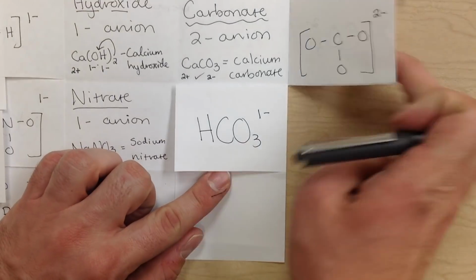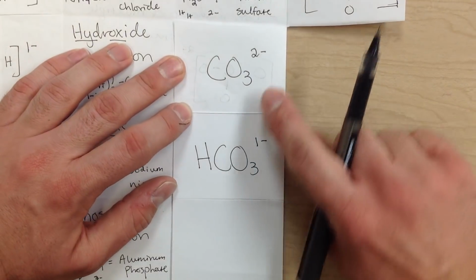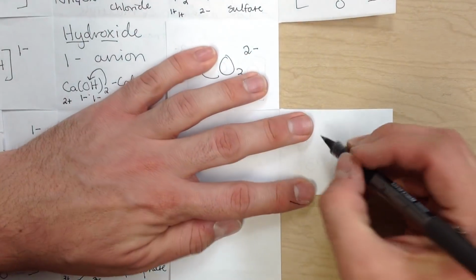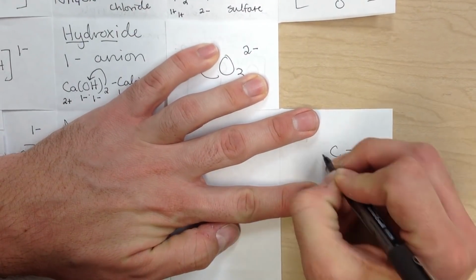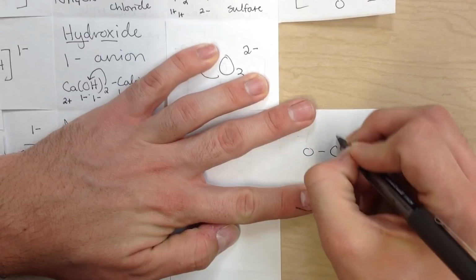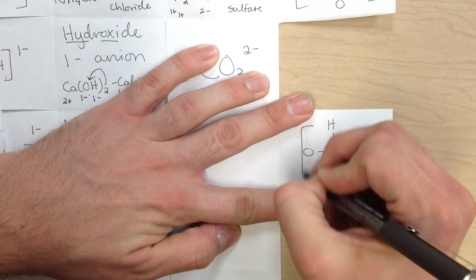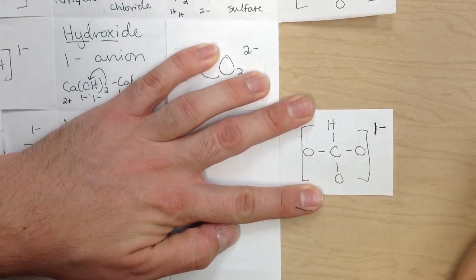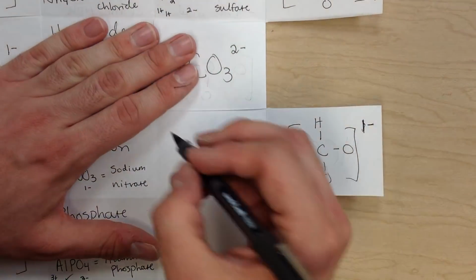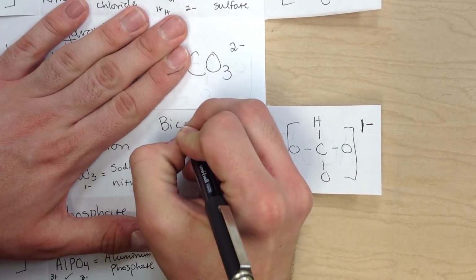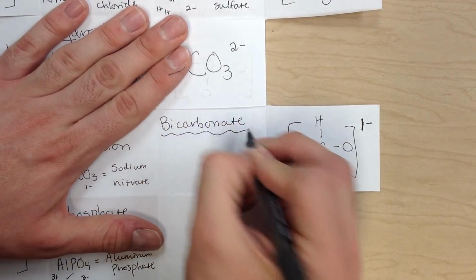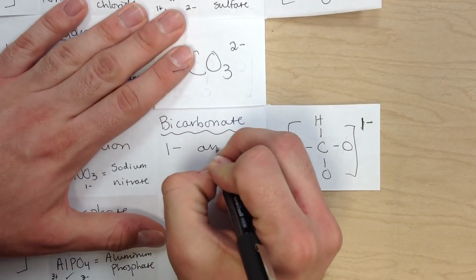All right, so it looks very similar to this one, although it has a hydrogen and 1 less negative charge. So we have carbonate with a hydrogen attached, and instead of having a 2 minus, it has a 1 minus charge. This is referred to as bicarbonate. 1 negative anion.